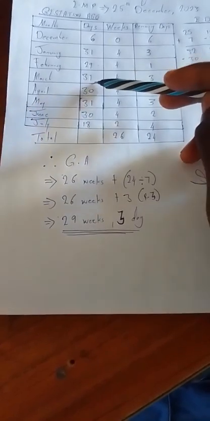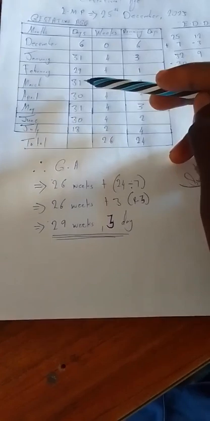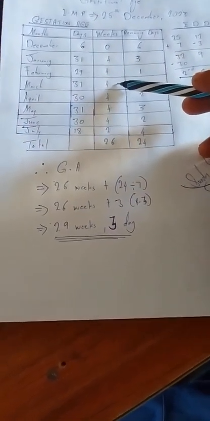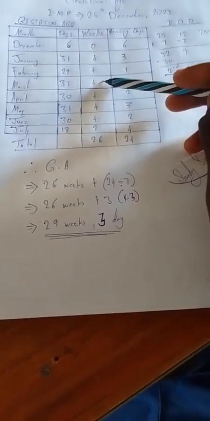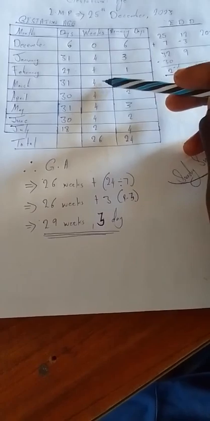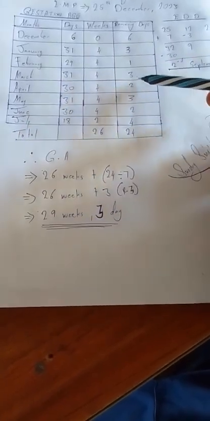Then from February, we go to March. March has 31 days, so we write our 31 here. In 31 days, we have how many weeks? We have 4 weeks, so write our 4 here. In 4 weeks, we have how many days? We have 28 days, so we have to subtract that 28 from 31, and we get 3.